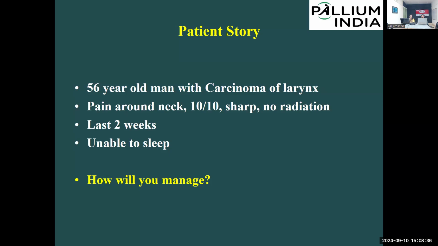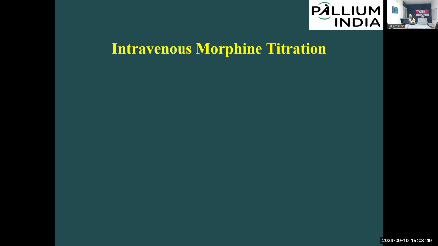So the immediate side effect of morphine is nausea and vomiting. So when we start with intravenous morphine titration, first we give the patient injection metoclopramide 10 milligram. So that would be the first procedure. And as I mentioned, intravenous morphine titration, what is the procedure?